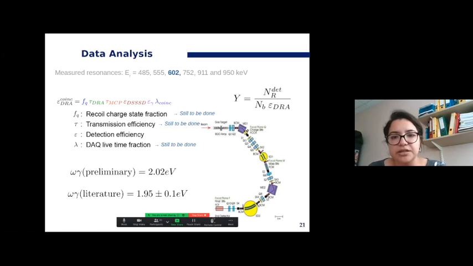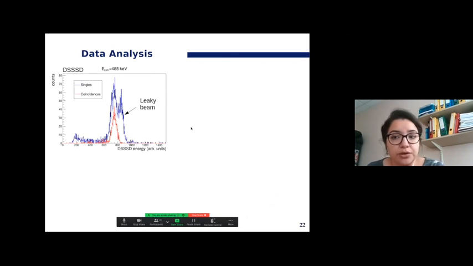So with very conservative values, since the analysis is still ongoing and some parts still have to be done, I obtain a very preliminary value of the strength of the reference resonance at 600 keV. So the value of 2 electron volt is compatible with the literature value, but the uncertainties still have to be determined. So the analysis that I showed you looks very straightforward, and it is kind of straightforward for the strong resonance. But the journey is far from being a long, calm river.